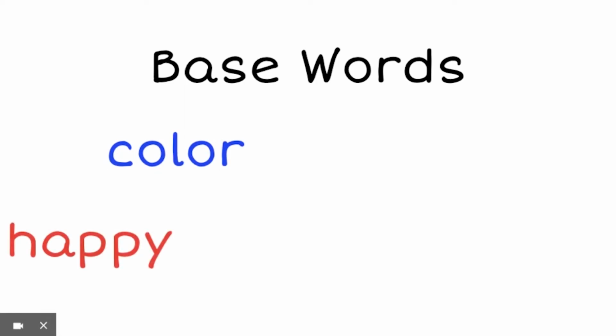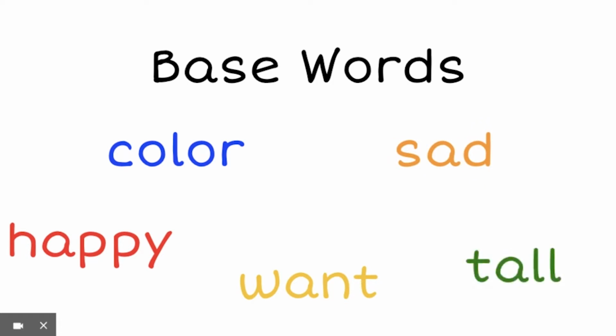Here are some examples of base words. Color, happy, want, sad, tall. Inflected endings, or inflections, are groups of letters added to the end of a word that change the word's meaning. Here are some examples of inflected endings.